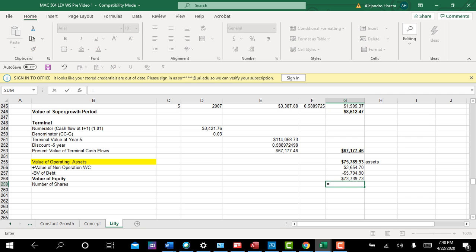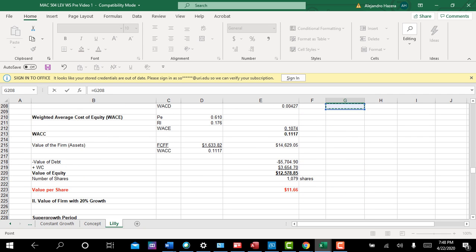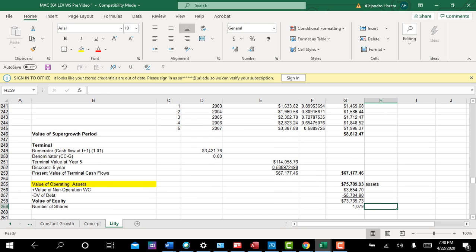I think I've been saying all along. I'm going to use the same number of shares that I had for these right here, 1079. You can just do this equals 1079. Those are shares. And I'm going to divide those two numbers again. Those two numbers are going to give me my value per share.